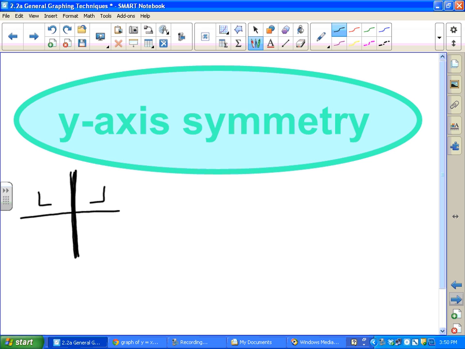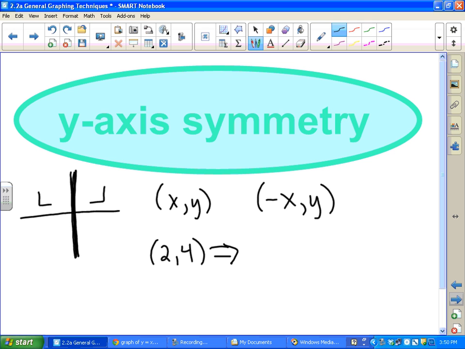So here's a little shortcut. The definition says for every point (x, y) on the graph, the point (-x, y) is also on the graph. So for example, if you had a graph and it had (2, 4) on the picture, then what else would also be on the picture of the graph? It would be (-2, 4).